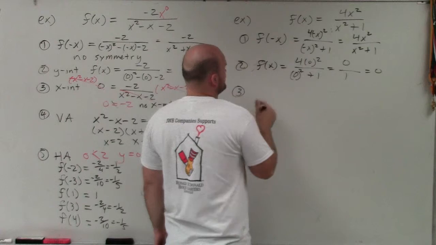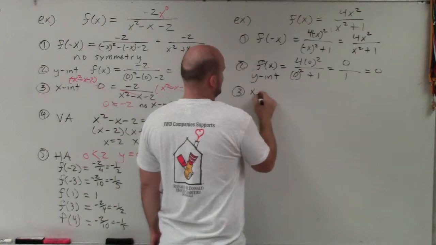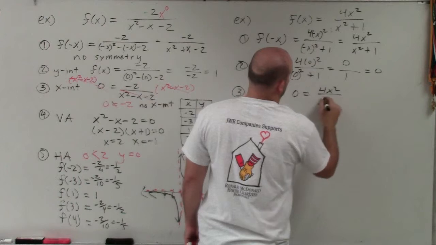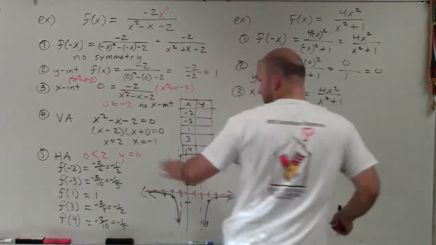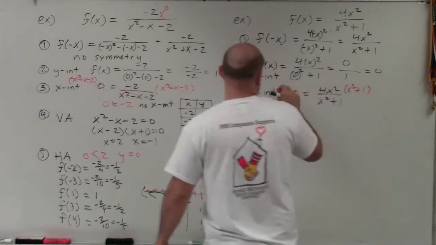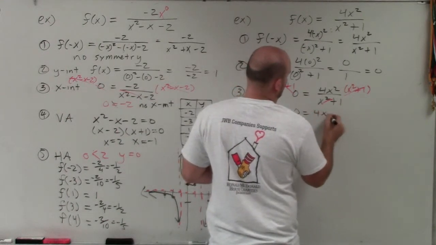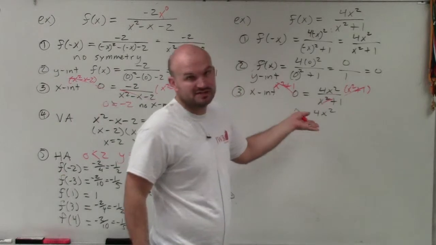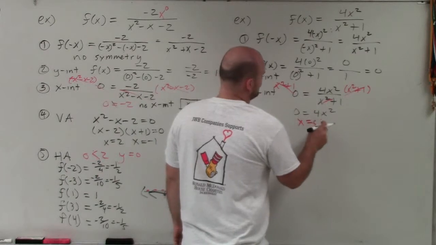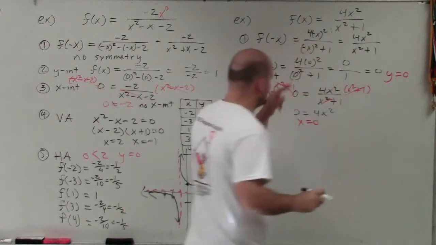Next thing I need to determine is the x-intercept. To determine the x-intercept, again, I'm going to plug 0 in for f of x. So 4x squared divided by x squared plus 1. Again, just like I did over there, I'm going to multiply by the denominator on both sides, x squared plus 1. And hopefully you get the idea here. You're going to get 0 equals 4x squared. Well, if you solve for x, divide by 4 on both sides, take the square root of both sides, you're going to get x is equal to 0. So we have the y-intercept, y equals 0, and the x-intercept, x equals 0.